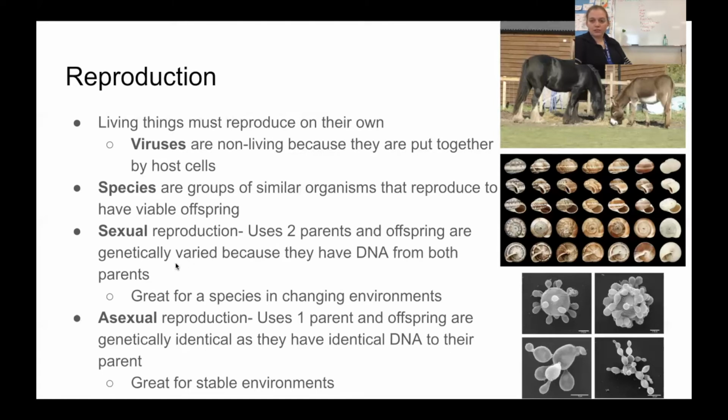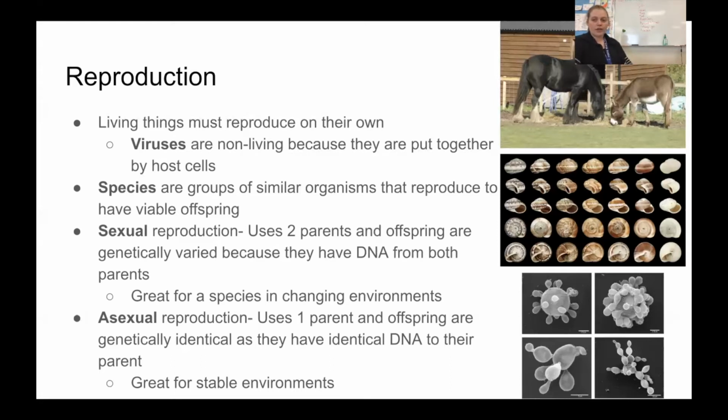Think about this. Humans reproduce sexually, and hardly any of us look alike. The only way you're going to look exactly like another person is if you have an identical twin, and even they have slight differences. So sexual reproduction produces offspring that are different from one another and their parents because they have DNA from both parents. They're a combination of the two parents.